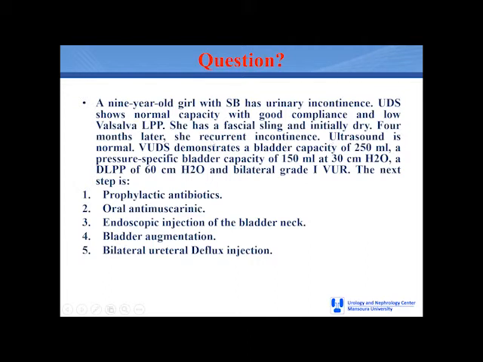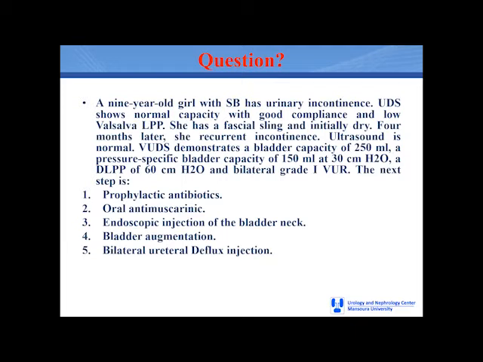Ultrasound was normal. Repeat urodynamics demonstrated a bladder capacity of 250, a bit reduced for a patient at this age, but a pressure-specific bladder capacity of 150 ml. The bladder pressure was 30 centimeters of water at this point. Remember that the bladder had very good compliance at baseline, and the leak point pressure was 60 centimeters of water, and on fluoroscopy images, she had bilateral grade 1 reflux.